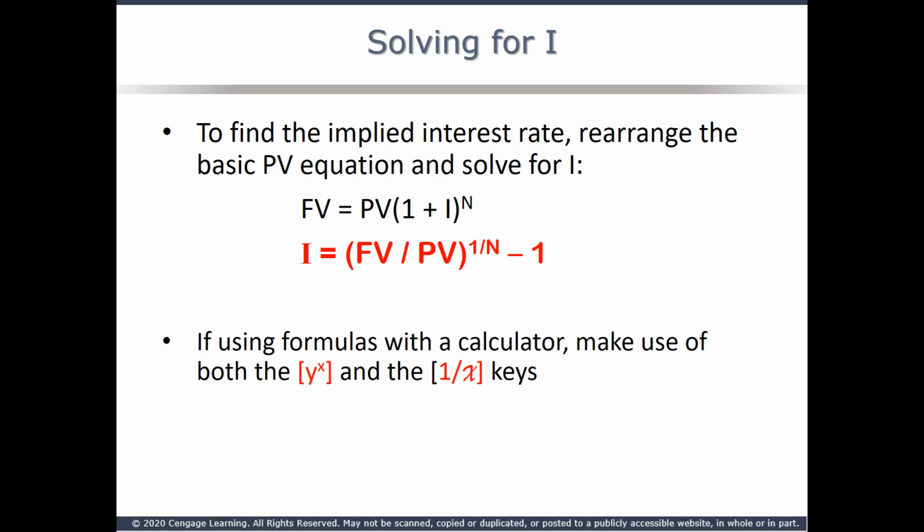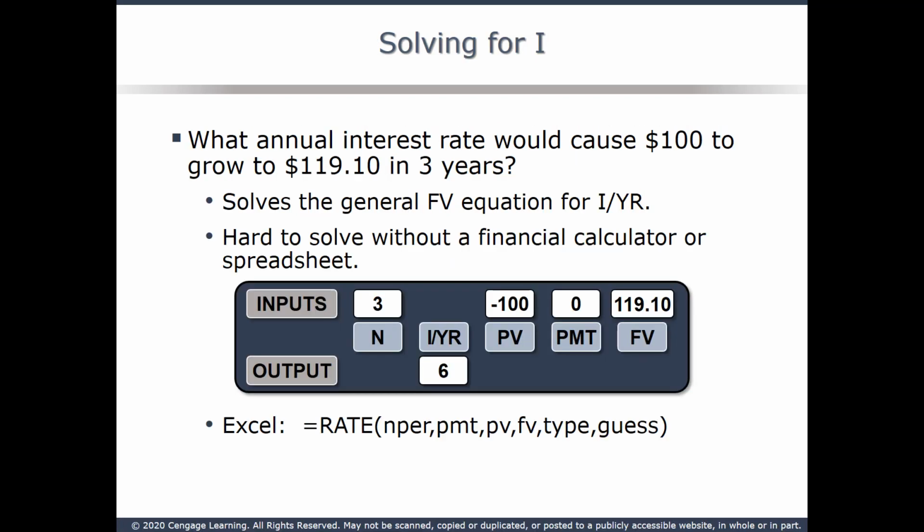If we can solve for present value or future value, then we can solve for any of the other components as well. To solve for I, solve the equation for I. To solve this equation in the Texas Instruments, you can use both the y to the x and the 1 over x keys. Enter future value divided by present value, y to the x, 1 divided by n, equals, minus 1. But solving for I in the calculator is much easier.